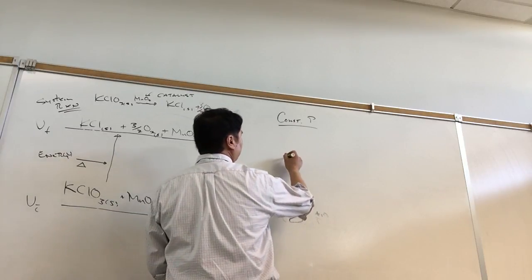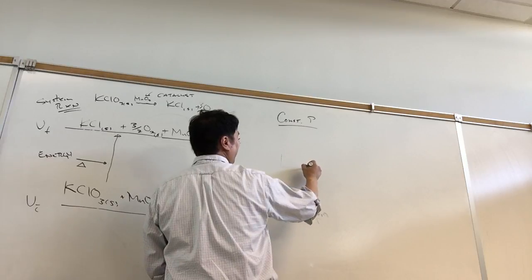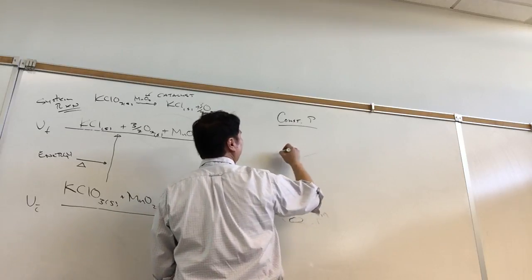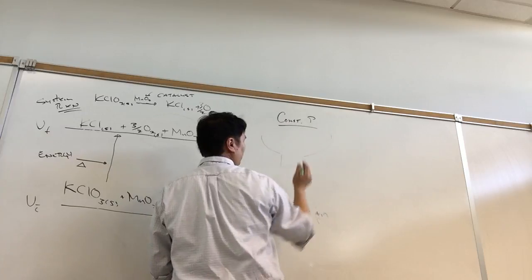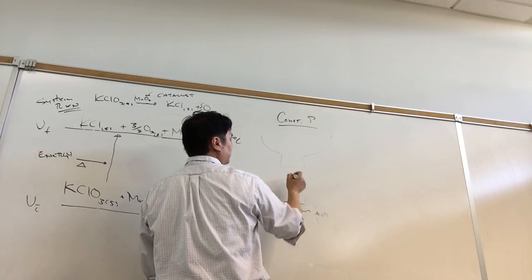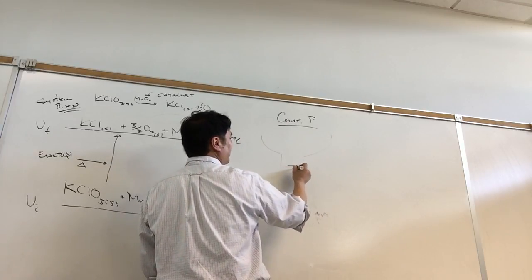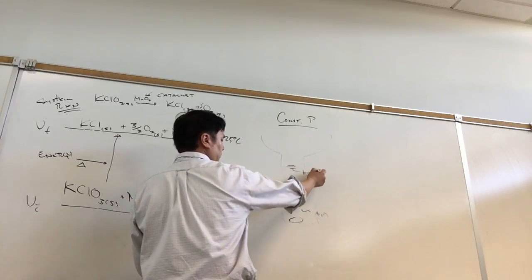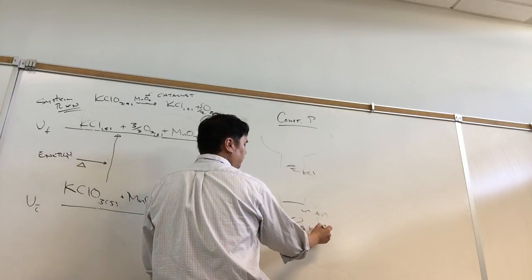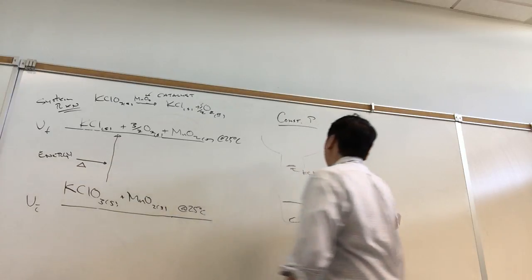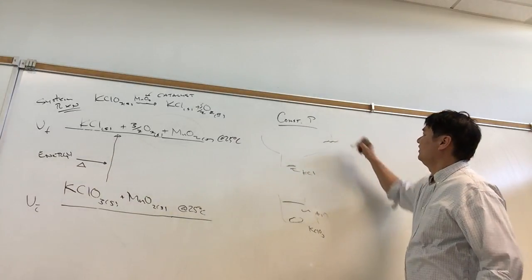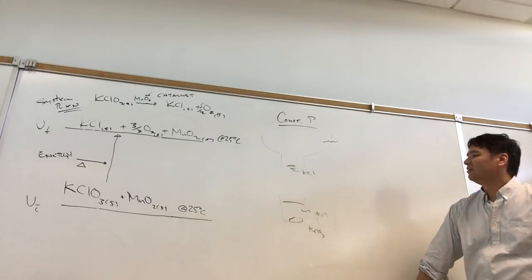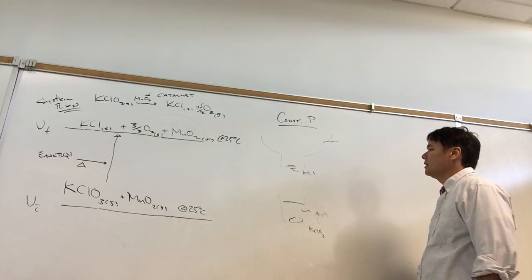And then when we complete this reaction, what's going to happen? Well, all of a sudden the volume is going to expand greatly. And so now we're going to have some KCl here versus the KClO3. And what's the new volume? Well, what happens is this.